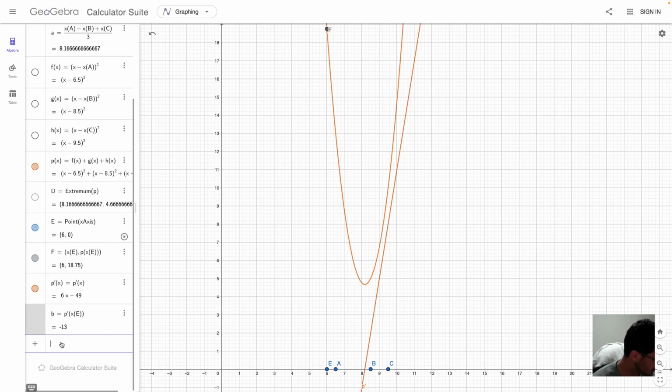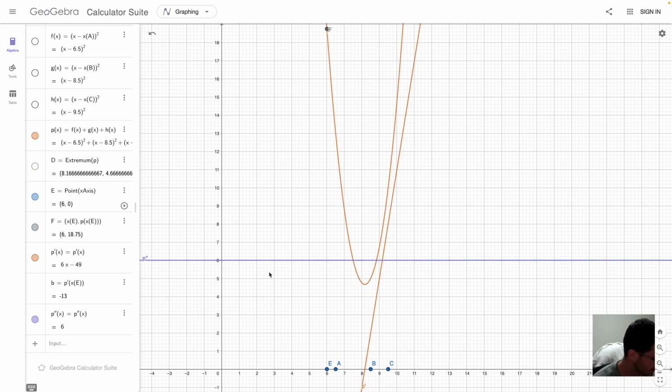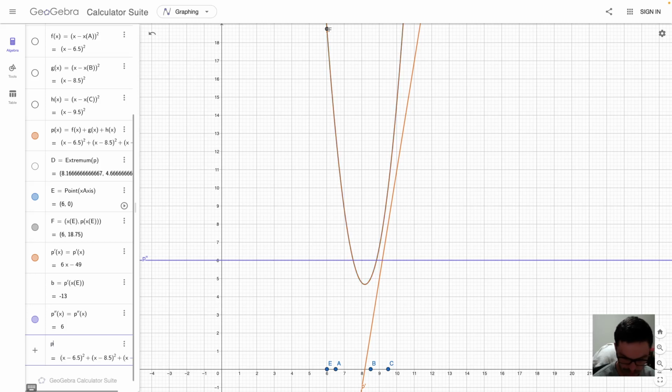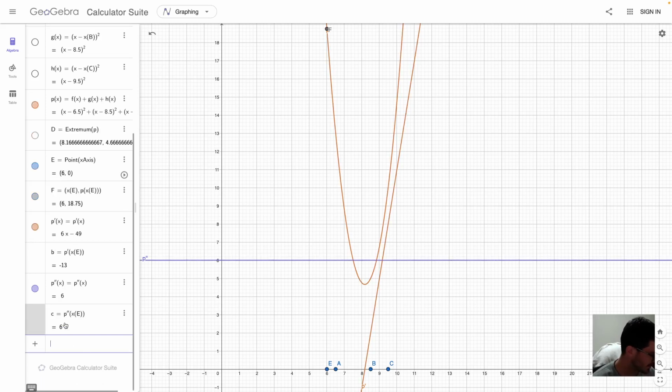And then let's see if we can do p double prime, p prime prime. Okay, so 6 is the second derivative, right? So I can do p prime prime at the x value of e, and that's 6. So what do we have here? We have negative 13 as our slope, and 6 is our second derivative, so that's our curvature. And then the function value is 18.75, right?